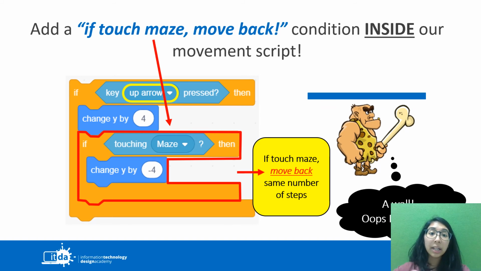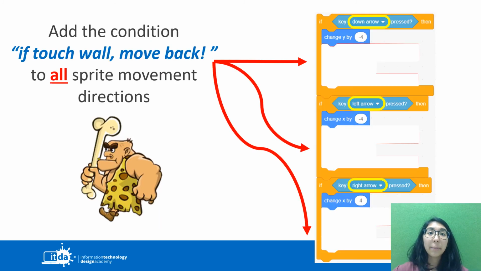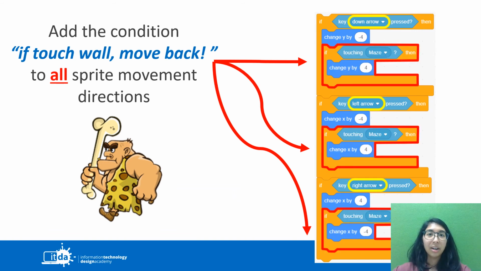Alright, and everyone, this touching maze code has to be put into all your directions. So that means even for down, left, and right arrow, you have to squeeze that code in. Make sure that inside the touching maze code, the change is the opposite figure from your first change. Everyone, this is going to be a really long code, so please be extra careful when you do this. Always check your work and do it slowly, step by step. I believe you can do it. If you find it too tough, just do your best, come back to class next lesson, and we will solve it together.